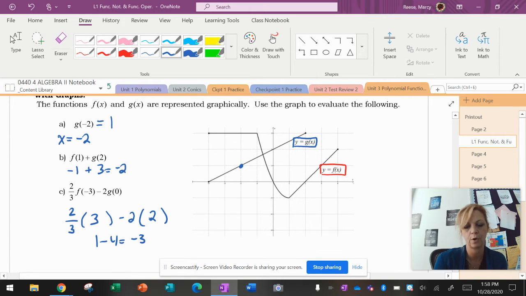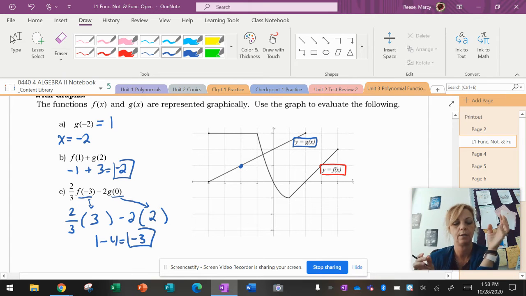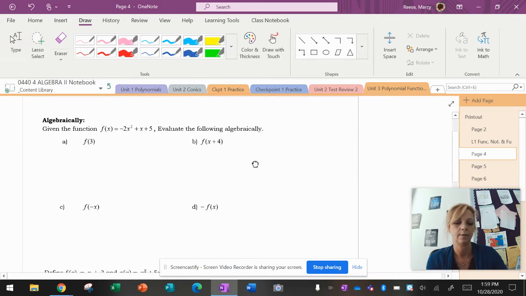Okay, hopefully when you unpaused, you got these. You got negative 2, you got negative 3, and you can see the work that I did. I was just taking my time to make sure that everything was perfect there for you. Does that make sense? So I got the f of negative 3. I got the g of 0, right? I plug it in. So I put the 2/3 multiplied by 3 is 1. Negative 2 multiplied by 4 is negative 4. 1 minus 4 is 3. And on to the next.